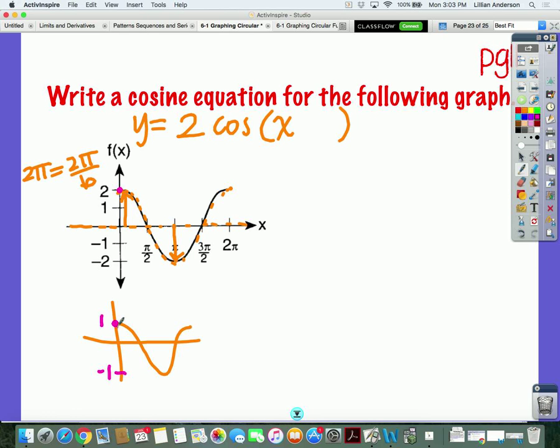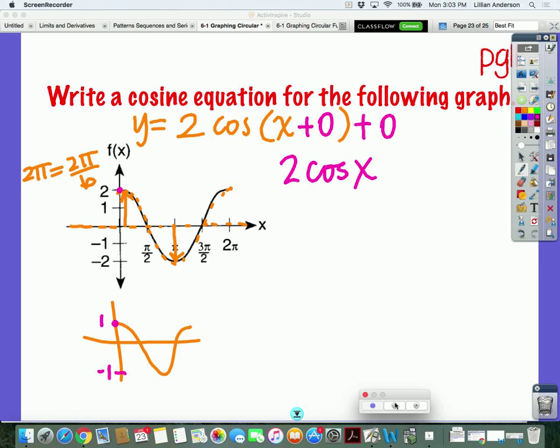And so if there's no phase shift, is there a C? No. So plus 0. If it's on the y-axis, there's no phase shift? Yes. And there's your equation. If I want to make it a little nicer, it'll be 2 cosine x. There could be a parenthesis around the x when there's not a phase shift or a b or anything like that. It can be written without it. If you put it, that's fine. Questions on this?